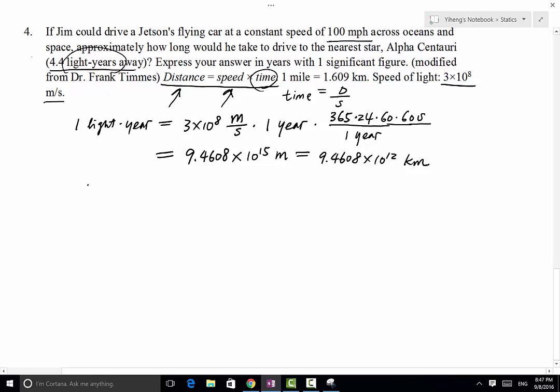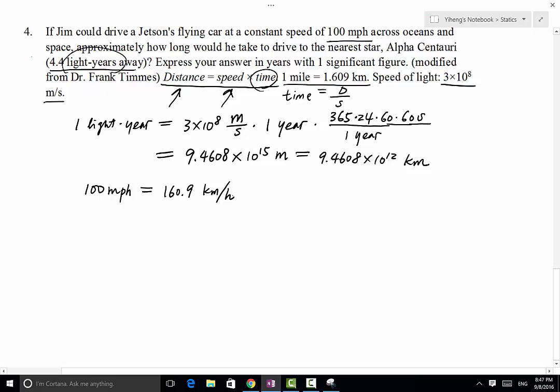And then the speed is 100 miles per hour. And we are given the unit conversion between miles and kilometers. Therefore, that equals 160.9 kilometers per hour.